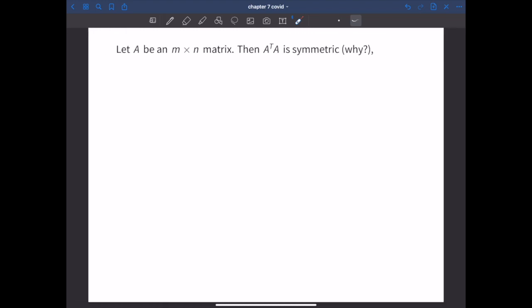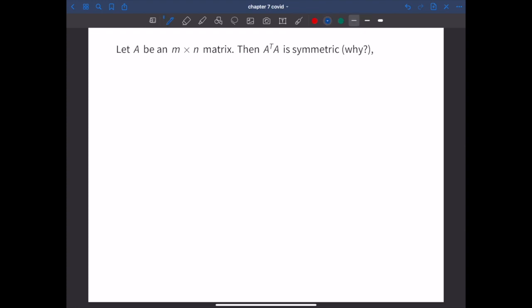So the first thing to observe is that the matrix A transpose times A will be symmetric. Now this might be surprising because, again, the matrix A could be anything. It doesn't even have to be square. But when we take A transpose times A, we will always get a square matrix, and that square matrix will always be symmetric. So it might be a good idea to see if we can understand why.